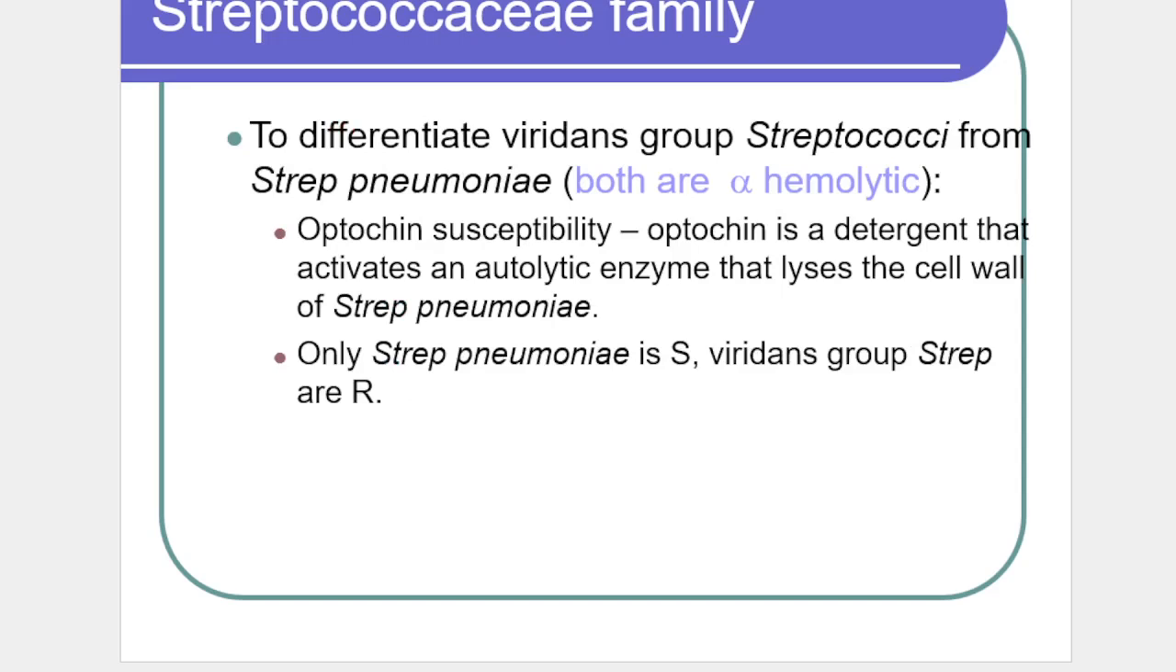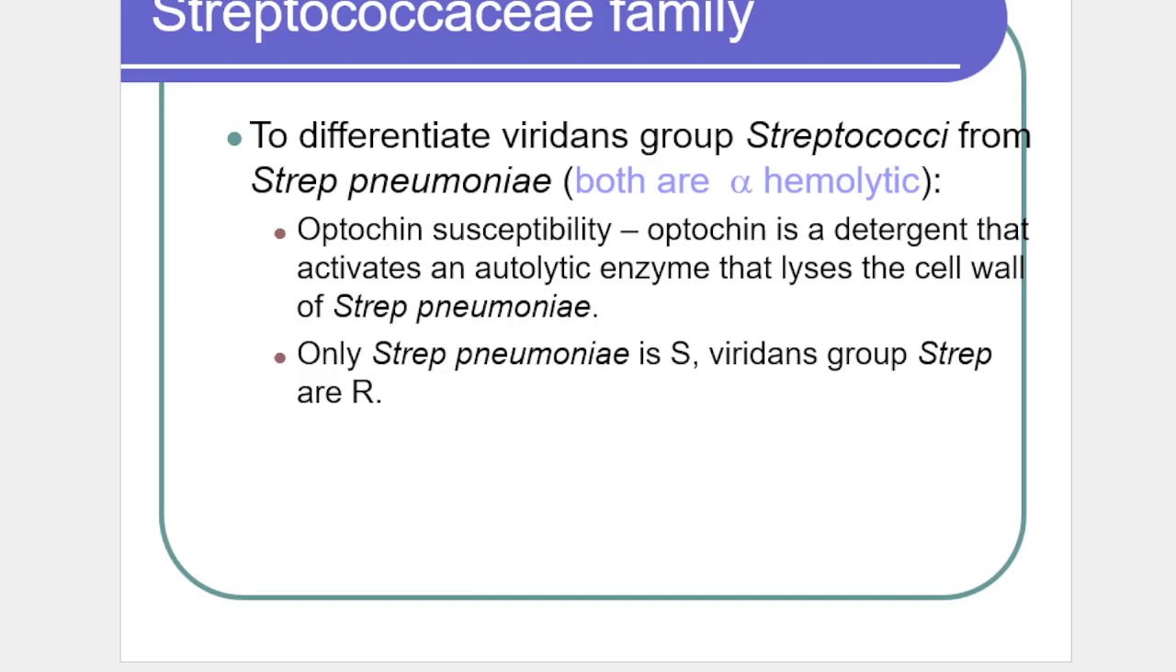Alpha hemolysis, optochin sensitivity. Okay? So, optochin susceptibility ang pwede mong gamitin for diagnosis. Okay? So, optochin is a detergent that activates the autolytic enzyme that lyses the cell wall ng Strep pneumoniae. Only Streptococcus pneumoniae is susceptible. Siya lang yung susceptible for optochin test. Okay? Viridans group and other strep are resistant.